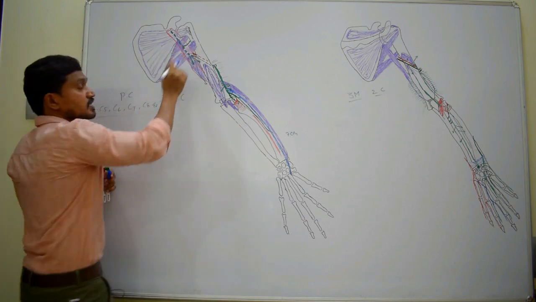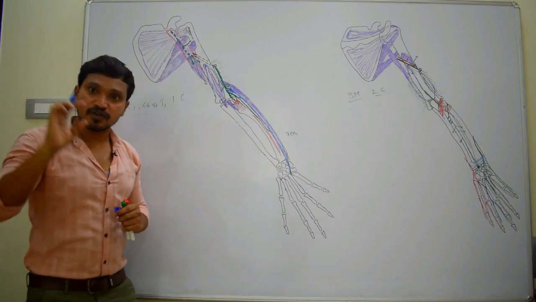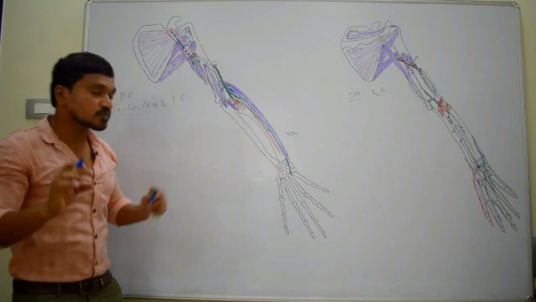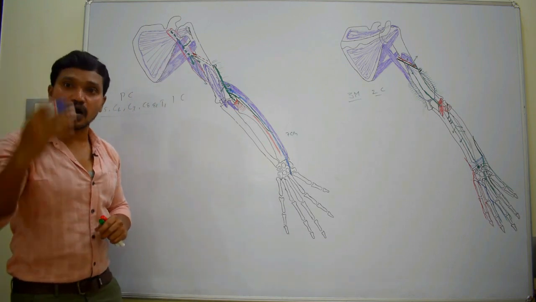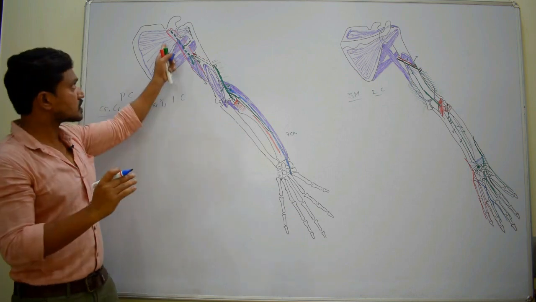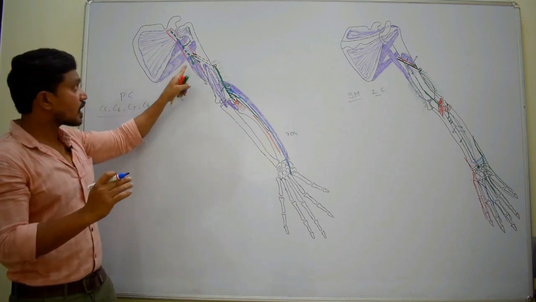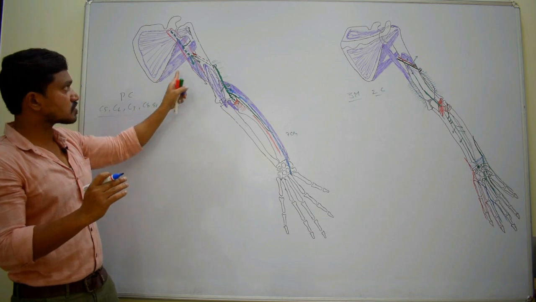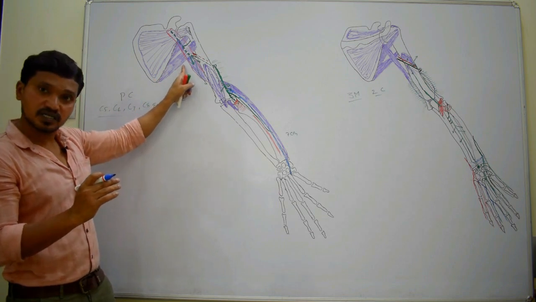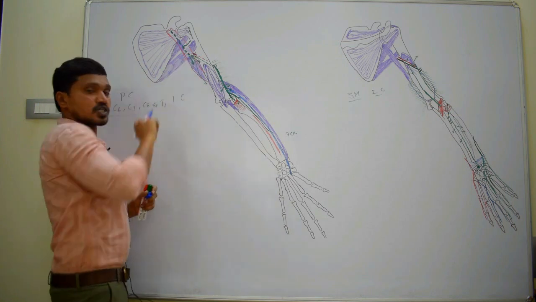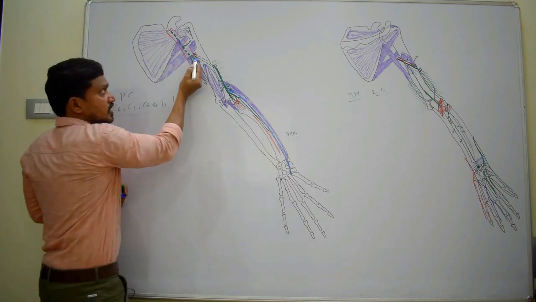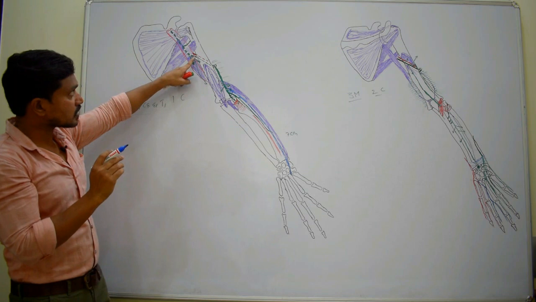Then it is present behind the third part of the axillary artery and proximal part of the brachial artery, and in front of structures which are forming the posterior wall of the axilla. Those are subscapularis, latissimus dorsi and teres major. Here latissimus dorsi will be there and here is the teres major. Then it leaves the axilla and enters into the posterior compartment through the lower triangular space along with profunda brachii vessels.